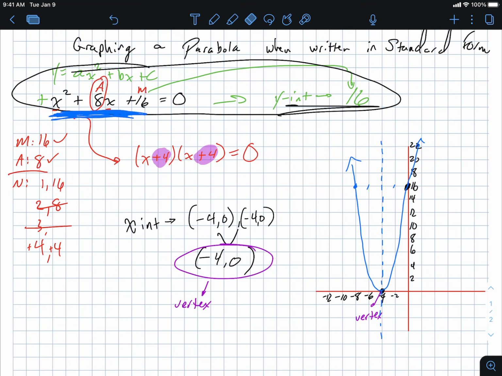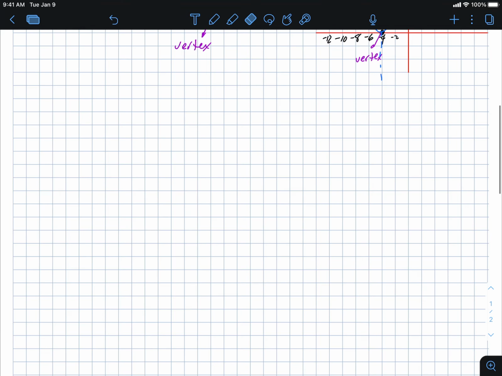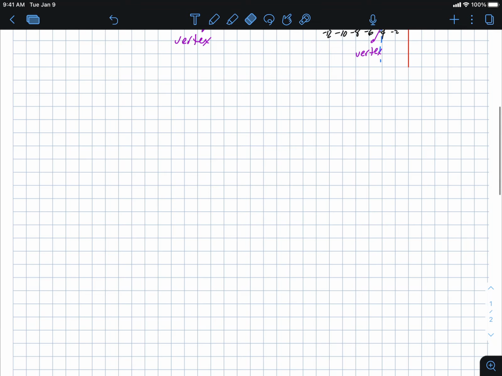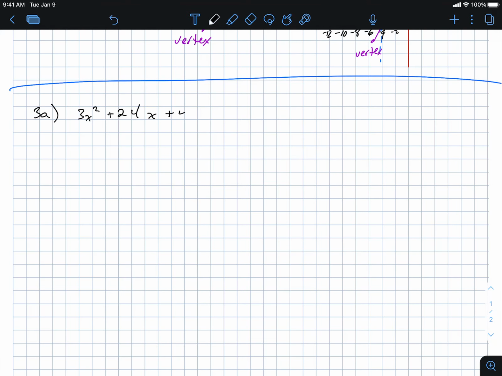So I'm going to scroll down. Now I'm going to go to what you wanted, 3A. I'm just going to copy this question out here. 3A: 3x squared plus 24x plus 45.